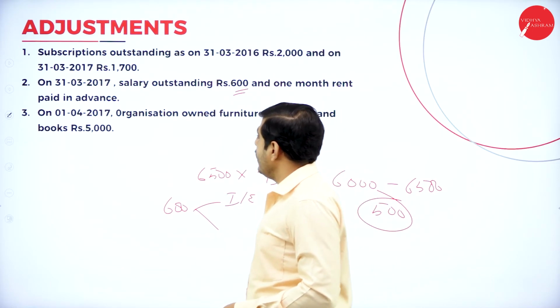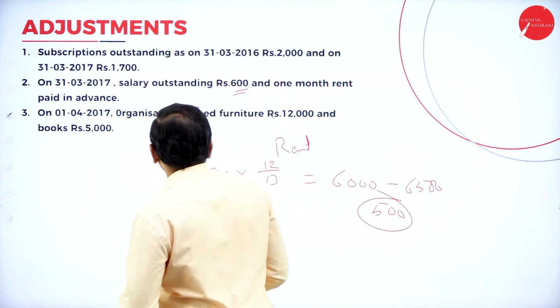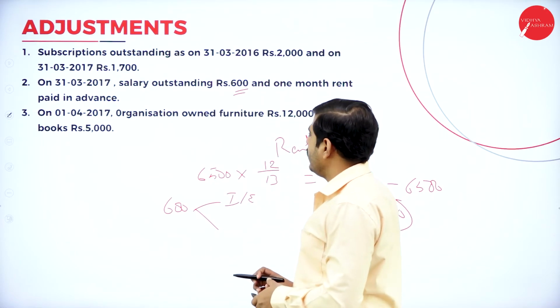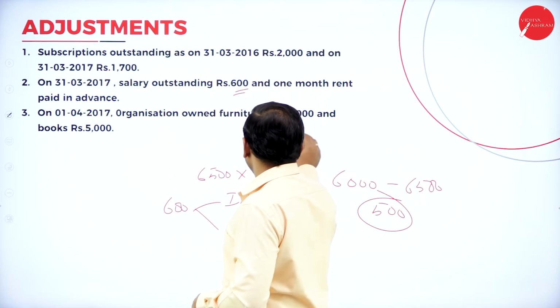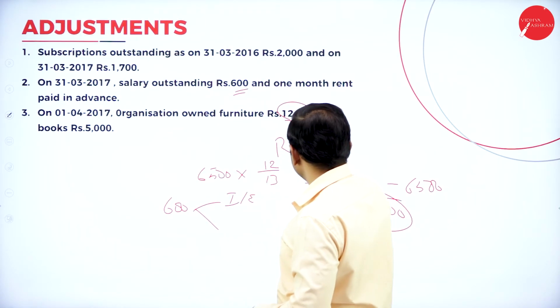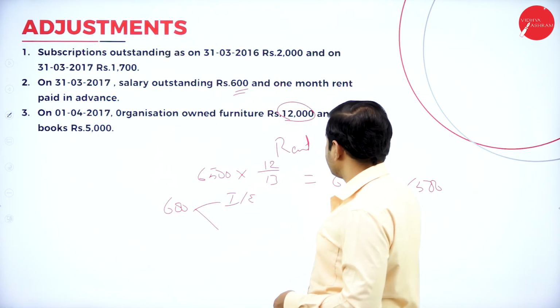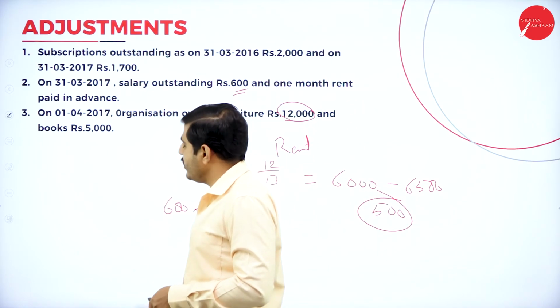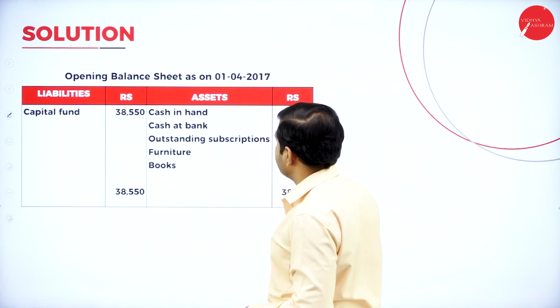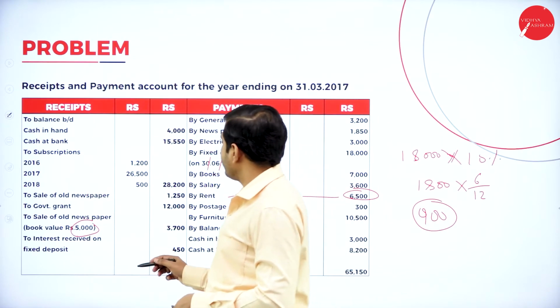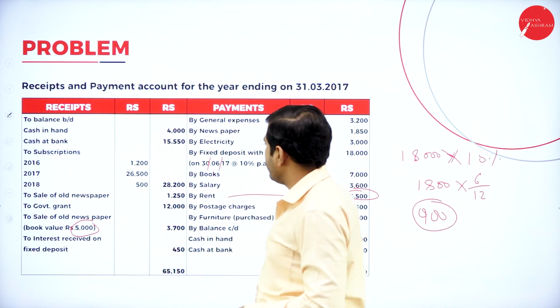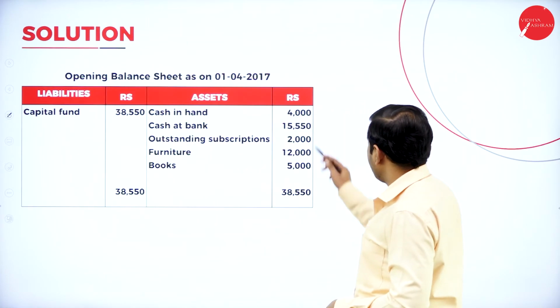Outstanding salary. Again, on 1/4/2017, the organization owned furniture 12,000 and books 5,000. What is the value of the furniture? 12,000. That is the opening balance of furniture. Opening balance of books is 5,000. Now let's go to the opening balance sheet. Let's prepare. So what is the cash in hand? Opening balance of cash 4,000. Opening balance of bank 15,550. So add both the amounts.